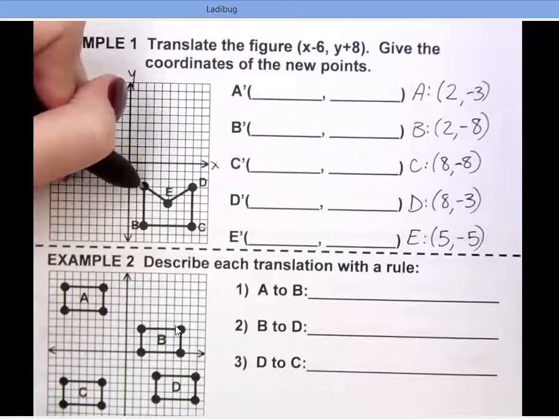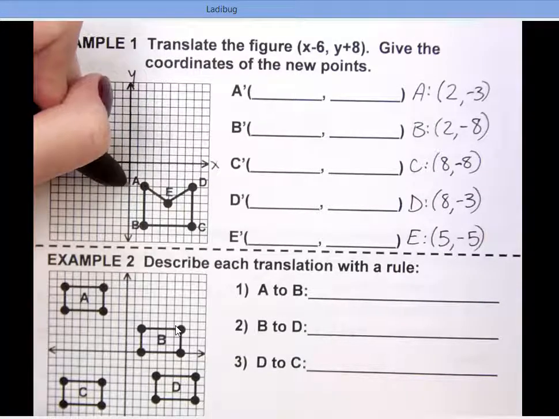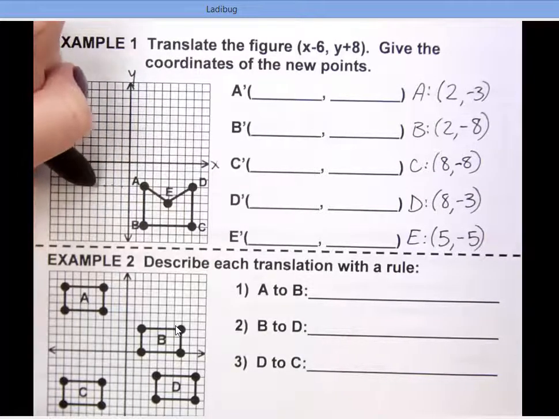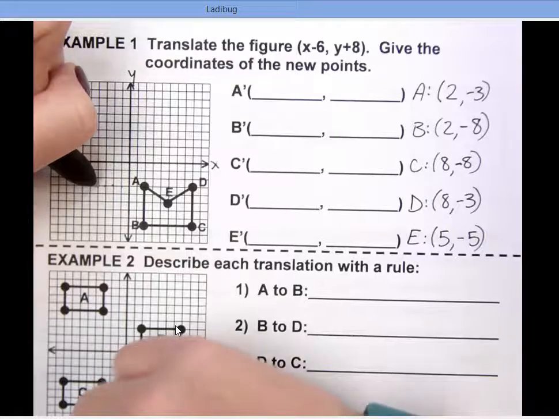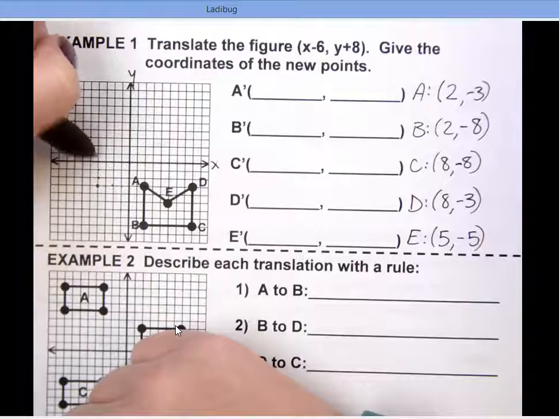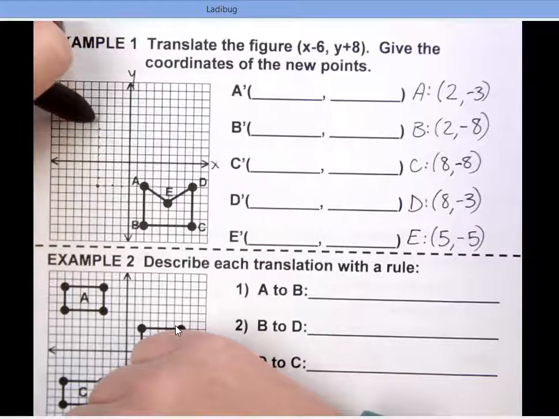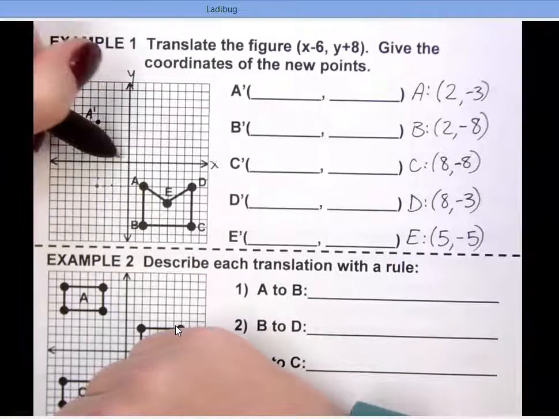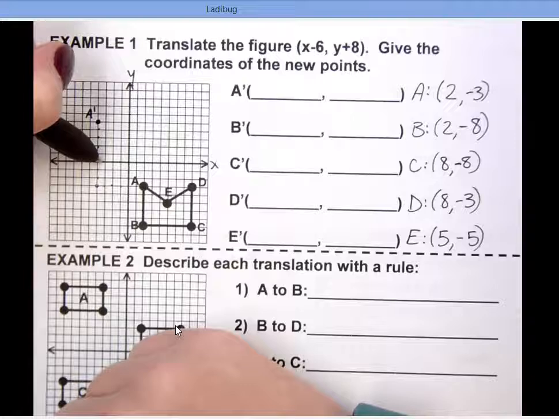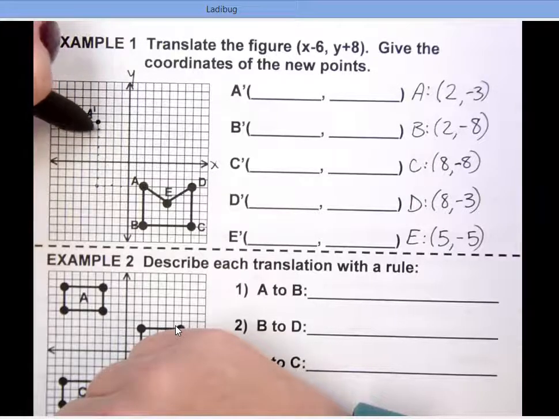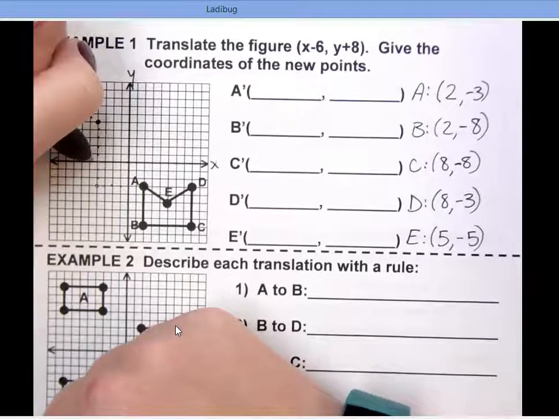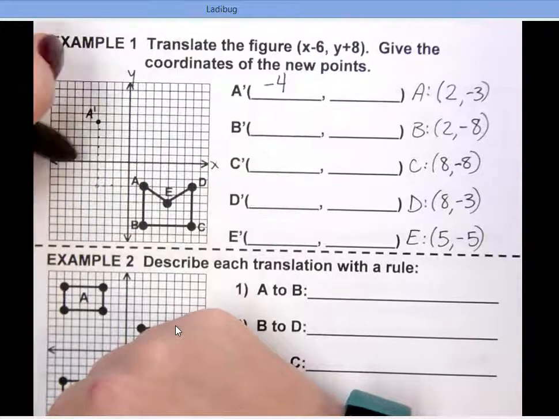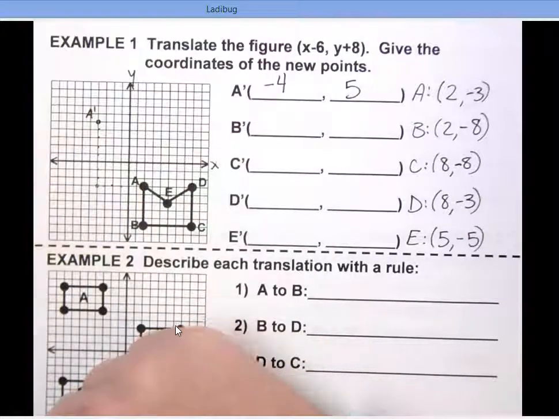So if we count 6 to the left, 1, 2, 3, 4, 5, 6, we are there, but then we also have to add 8 to the y value, so we have to go up 8. So it's going to go 1, 2, 3, 4, 5, 6, 7, 8. So that would be our new point for A. That would be our A prime, so I'll write that in. Alright, so this point is 1, 2, 3, 4, and then up 1, 2, 3, 4, 5. So since it goes negative 4, we put that. And then up 5, we're going to put that there.